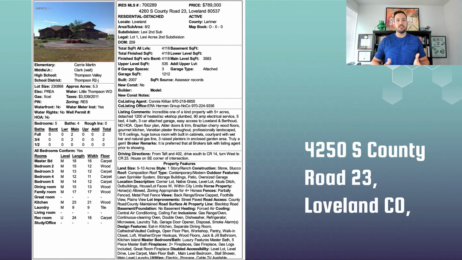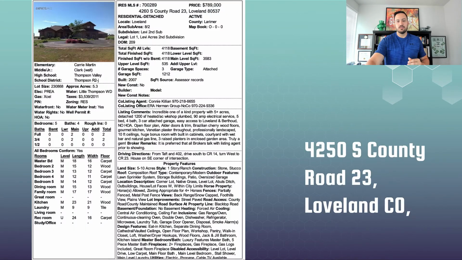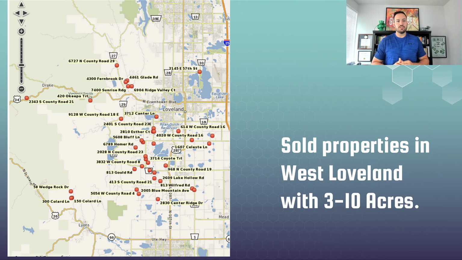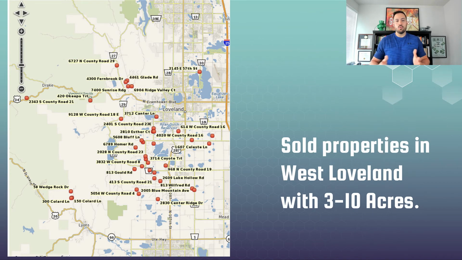So this home is a larger home, and if we look here at the lot size on this house, it is actually about 5 acres of land. So in this case, what we're going to look for is, going back, by lot size. So our search here was searching for homes in West Loveland with 3 to 10 acres. Now, that being said, why are we saying West Loveland? And how do we define West Loveland?